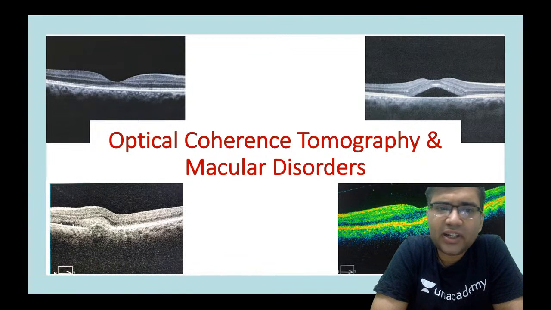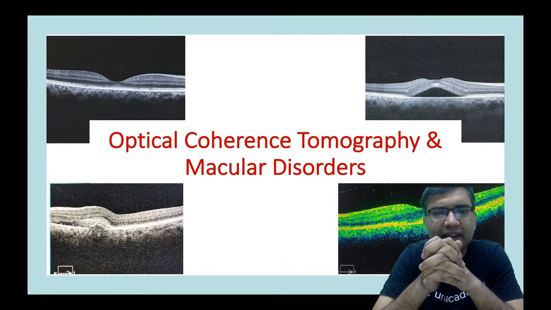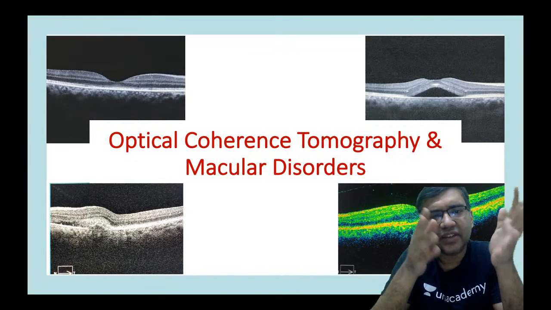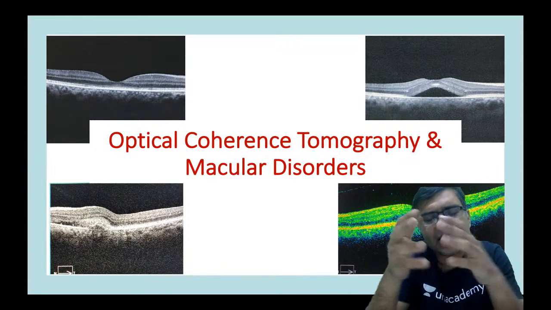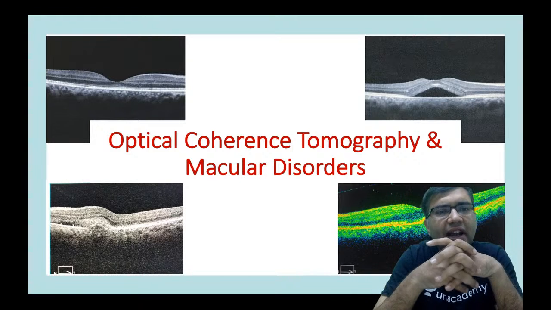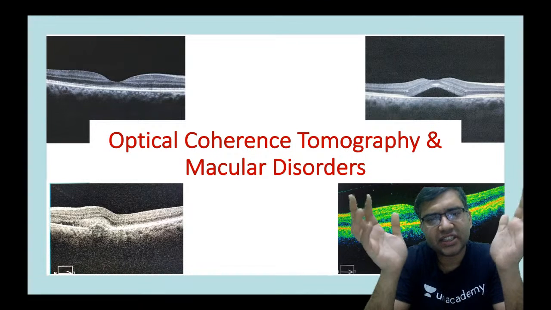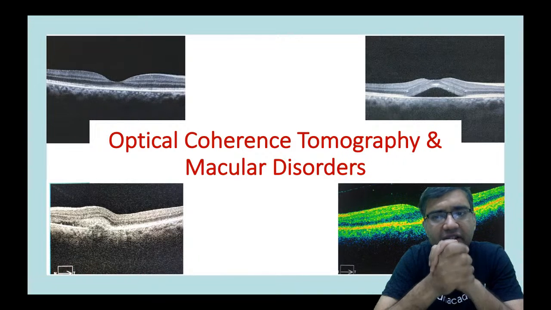So coming straight to my point, the topic that we are going to discuss today is optical coherence tomography and the various macular disorders. Remember, OCT is a very important investigation nowadays, and the basic advantage of OCT is that, without being invasive, we can detect macular lesions or lesions anywhere in the retina or the optic nerve, and you can also see the layers of the retina. It is an investigation which has revolutionized the treatment of macular disorders or retinal disorders.